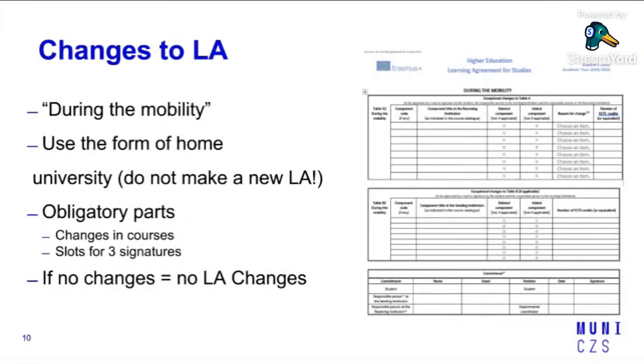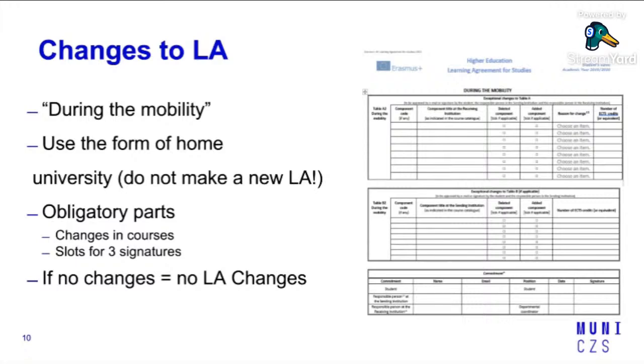Now let's focus on the old version of the learning agreement, the paper version. To make the changes to learning agreements, you must fill in the during the mobility part of the document. Please do not make a new learning agreement. On the right side, you can see the during the mobility part of the learning agreement. For making changes, you should use the form that your home university uses. There's no need to fill in two documents, one for your home university and one for Masaryk University. We will accept the form your university uses.